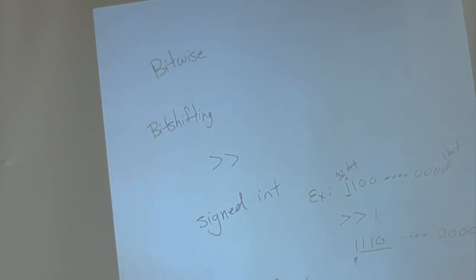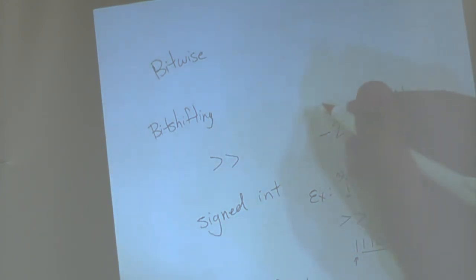Okay, does that make sense? So for signed integers, the range of numbers is going to be from negative 2 to the 31st, all the way through 2 to the 31st minus 1. So this is the negative numbers, and this is the positive range of numbers, okay?